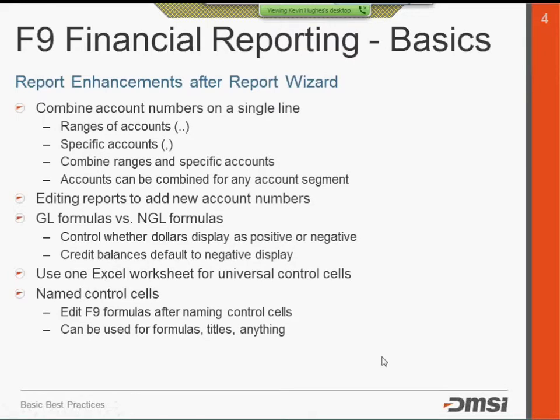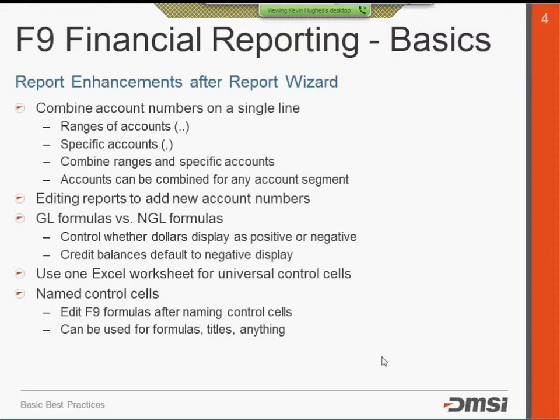There's a lot of different ways that we can modify the report to make it exactly what you need. Instead of just single accounts, we can have a range of particular accounts, or of branches, or of cost centers or departments for that matter. Or we can use the comma in between to have some specific accounts. We can combine any account segment into ranges or specifics or a combination of both, and we can take a quick look at that here as well.